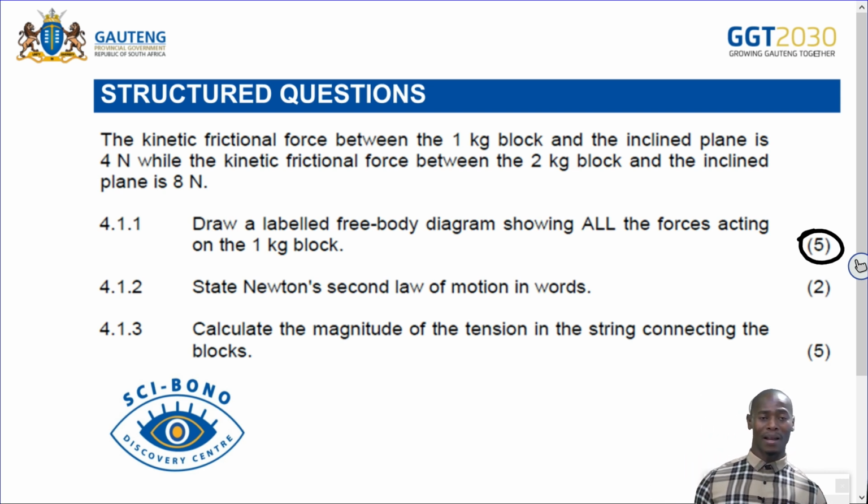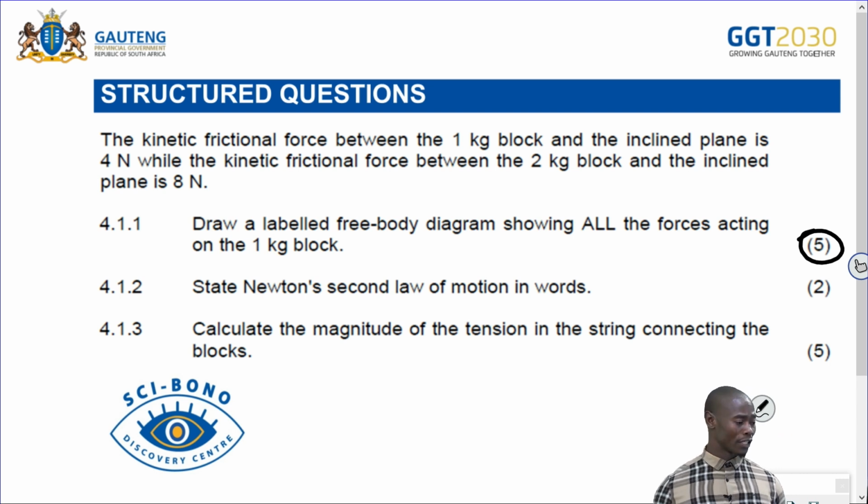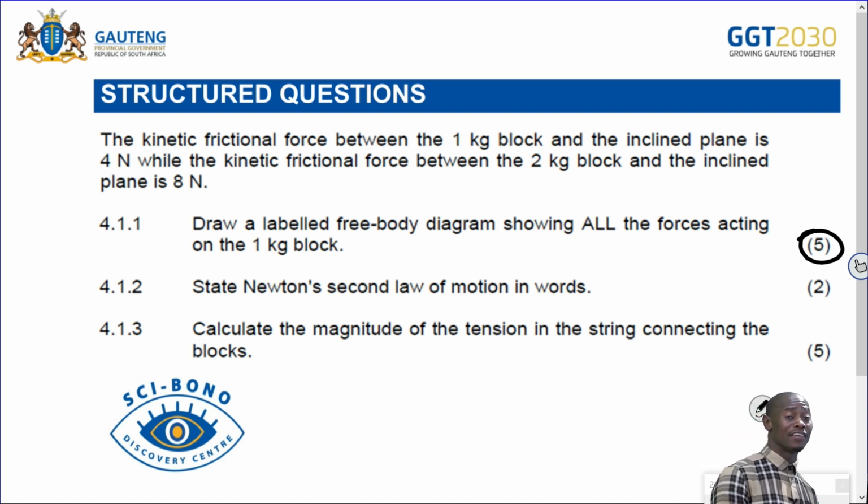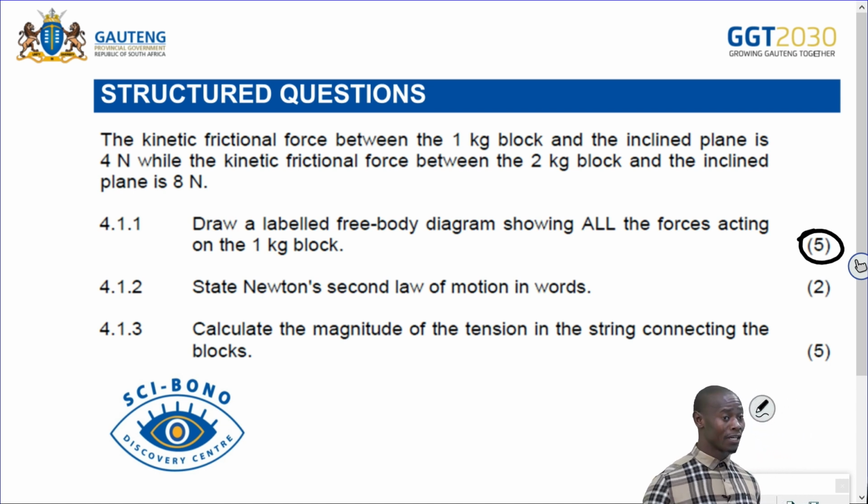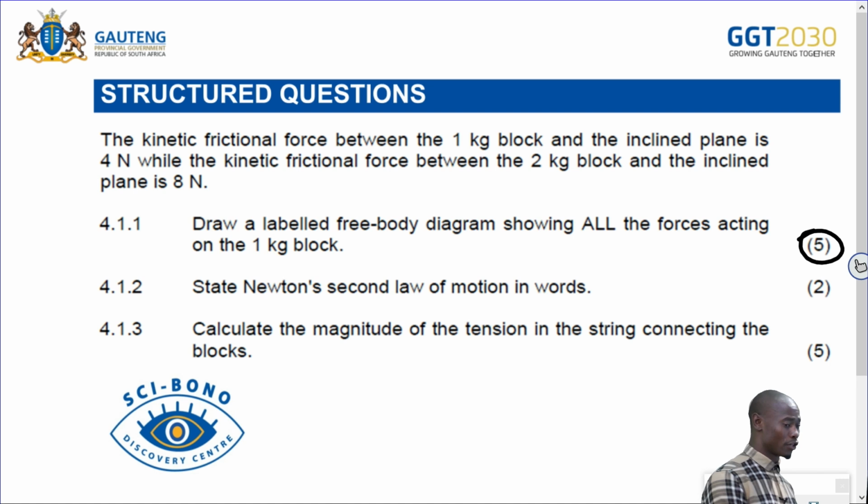State Newton's second law of motion in words. When a net force is applied on an object, it will accelerate in the direction of the net force, and the acceleration is directly proportional to the net force and inversely proportional to the mass of the object. So you cannot lose marks there. You must make sure that you are able to state it correctly.